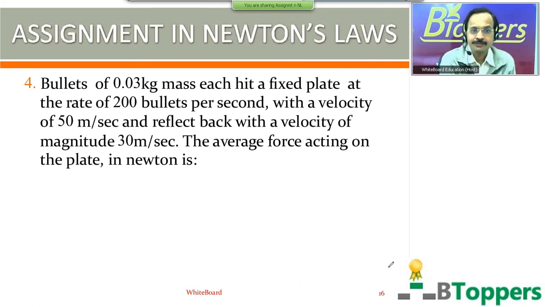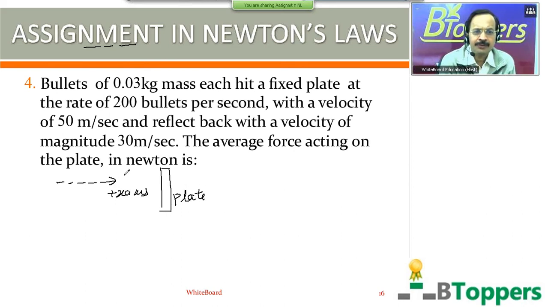So I take the direction of the initial velocity towards the plate as the positive direction of x-axis. So in vector form, the initial velocity of each bullet just before it strikes the plate, you can write 50 i cap meter per second.